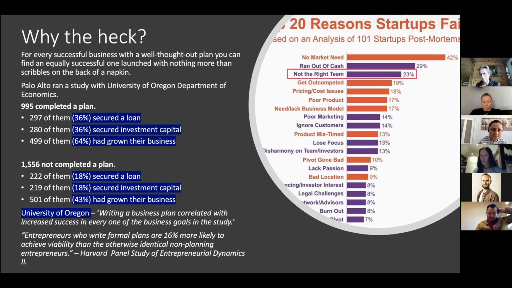So the harsh, brutal reality is that you can do a project with a scribble on a napkin and you can get funding, you can be successful, as much as you can write a business plan and be successful as well. If you do the plan, you double your chance of success. And that's not just in terms of getting investment or a loan, it's also in terms of the size of the investment or loan you have.